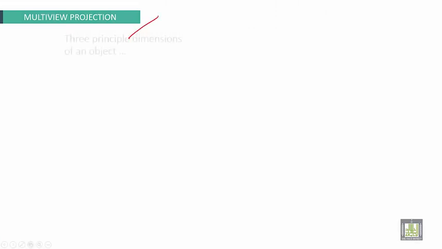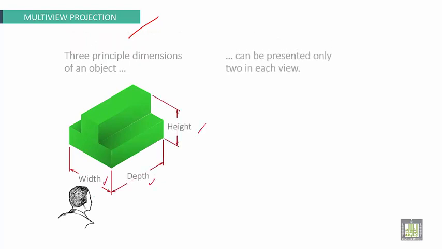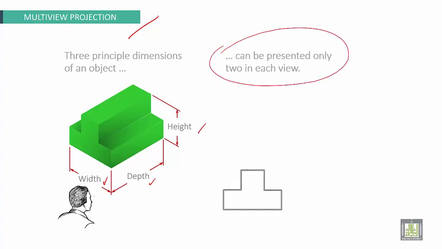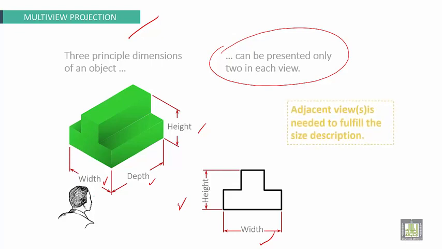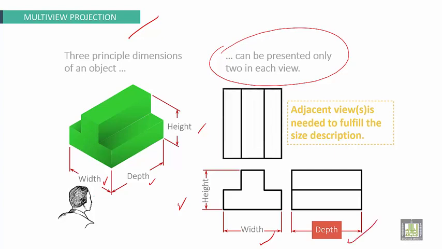For multi-view projection, three principal dimensions of an object are needed: width, depth, and height. They can be represented only by views. For this view, we can see here the width and here the height only. Adjacent views are needed to fulfill the size description. Then, to view the depth, it is on the side view. For the top view, we can see the same depth also.